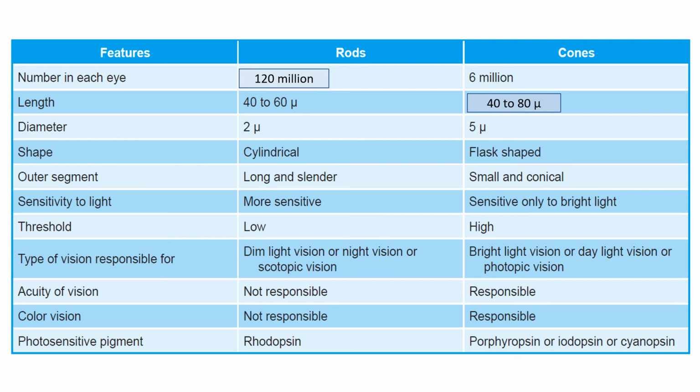Rods are more sensitive to light and have low threshold, while cones are only sensitive to bright light and have high threshold for light. Rods are responsible for night vision and cones are responsible for day vision and color vision. Rods contain the photosensitive pigment called rhodopsin and cones contain iodopsin.